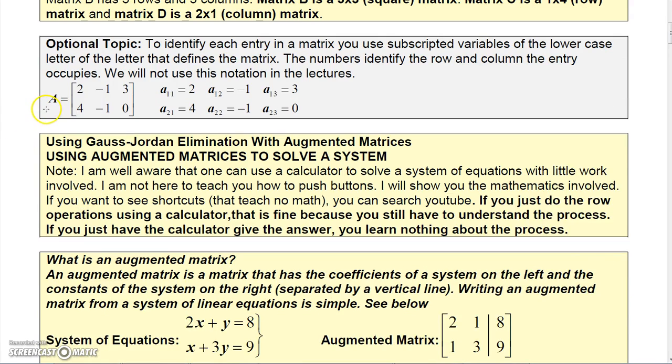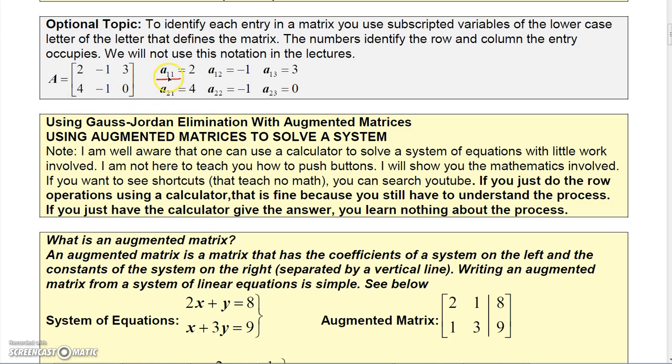Some textbooks will identify the matrices using subscripted letters, and they do that by, like, A11 just means it's the entry that's in the first row, first column. A12 means it's in the first row, second column. A13, first row, third column, and so forth. So I won't talk much about that, but just wanted to give you a heads up that that's what that means when you see the subscripted variables like this. It just identifies the location of the value in the matrix.